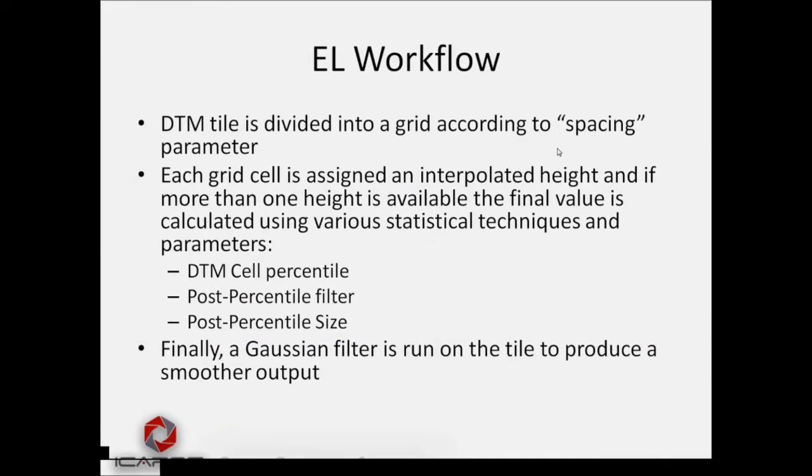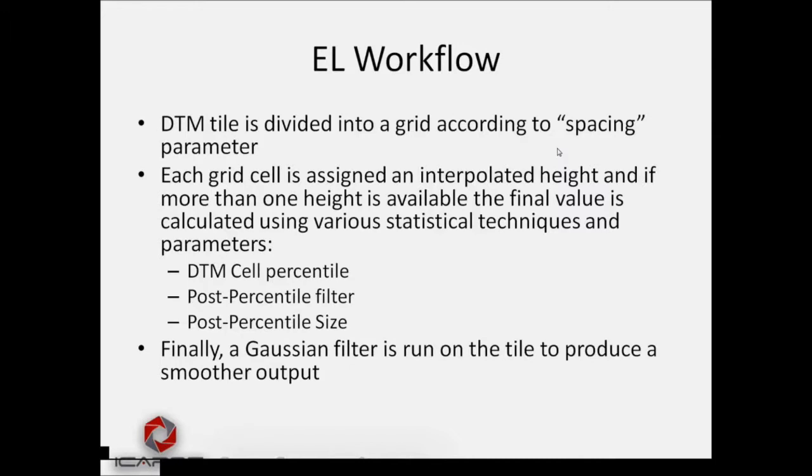The EL workflow has several stages. First, the DTM area is divided into grid cells according to the spacing parameter. Next, each grid cell is assigned an appropriate height value, which is calculated using various statistical techniques and parameters. We recommend adjusting the following parameters according to the desired outputs: DTM cell percentile, set the value between 40 and 60% for surface models, or 20 to 40% for bare earth models.